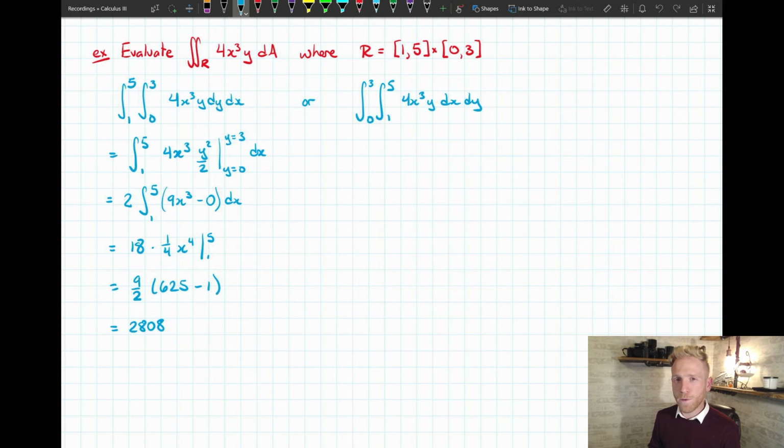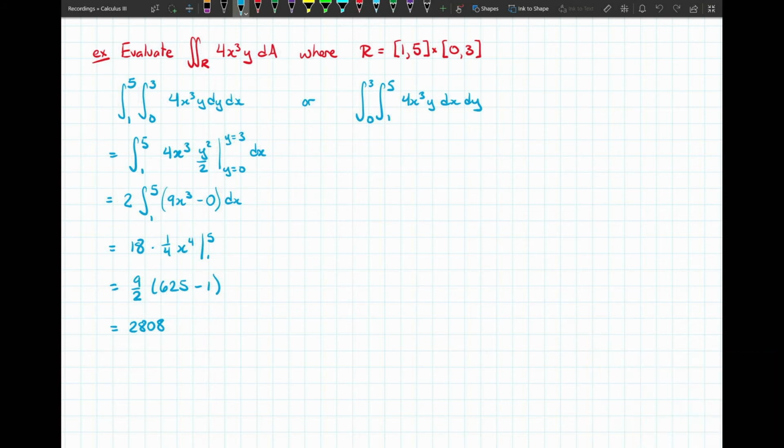Z equals 4x cubed y. But if we took that surface and looked at the volume underneath that over this rectangle, this would be that volume, 2,808 cubic units of volume. Now let's try the other order and we should get the same result.